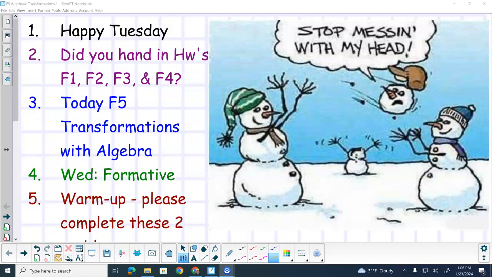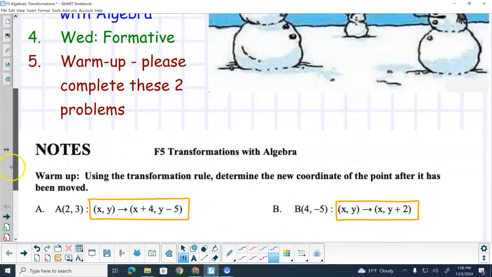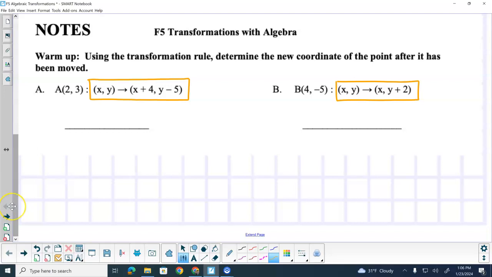Make sure we got all that homework turned in. For tomorrow, rule number 1 for point A.